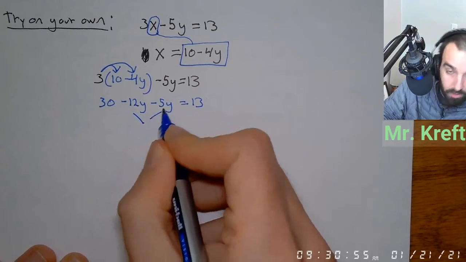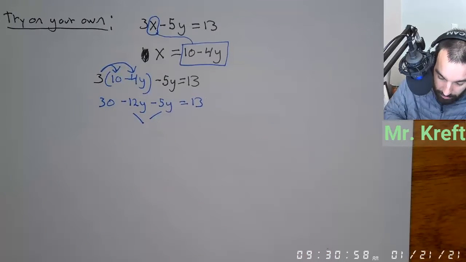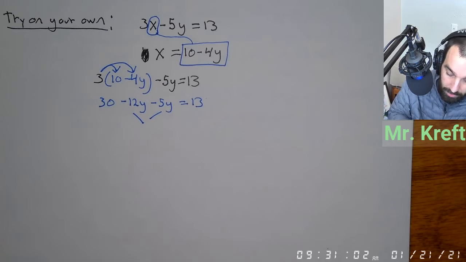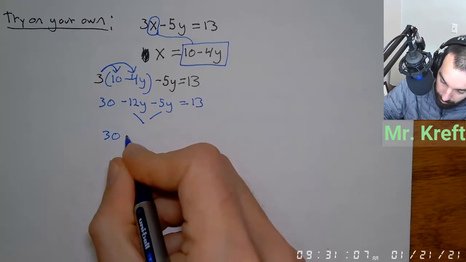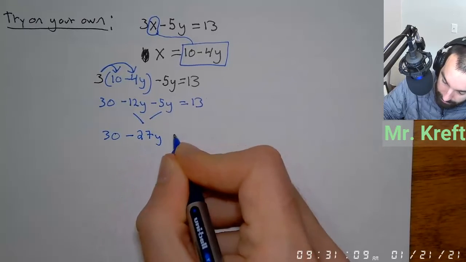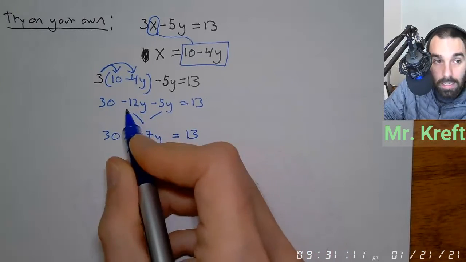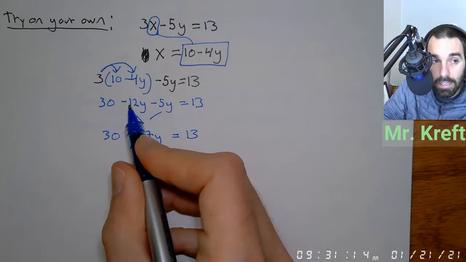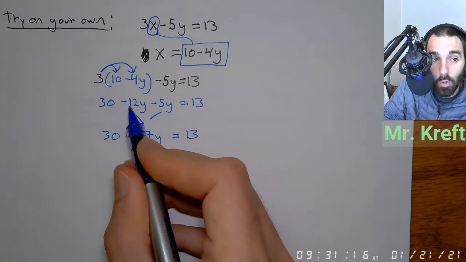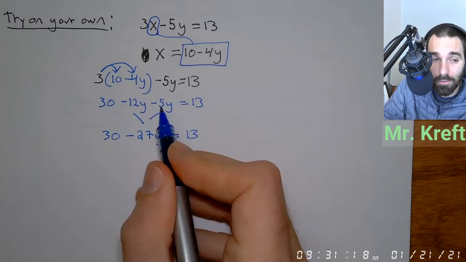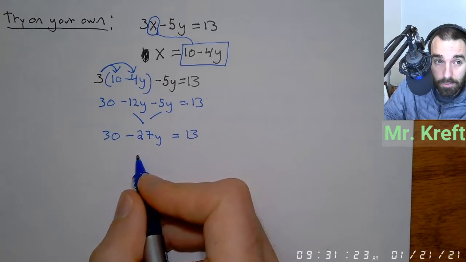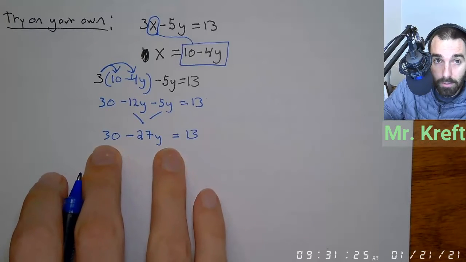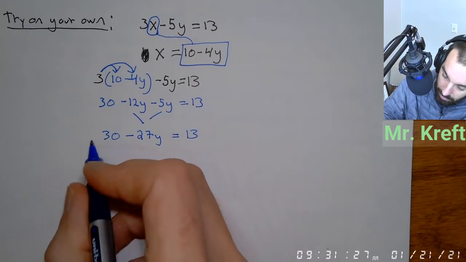Then I'm going to combine like terms because it's all on one side. So negative 12 and negative 5, right? So we're combining them. What do I get? I get 30 minus 27y equals 13, right? We're going to get more negative because I have a negative and then I'm taking more away. It's like I owe someone $12 and then I owe them another $5. So I owe $27. So I'm going to go ahead and solve for this now because everything is reduced on the left and the right.